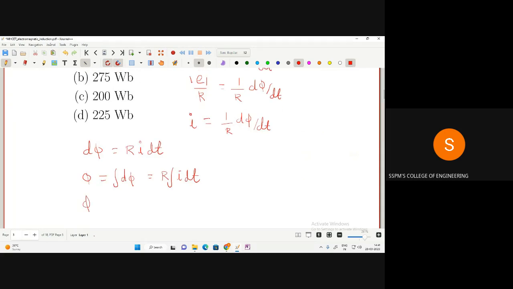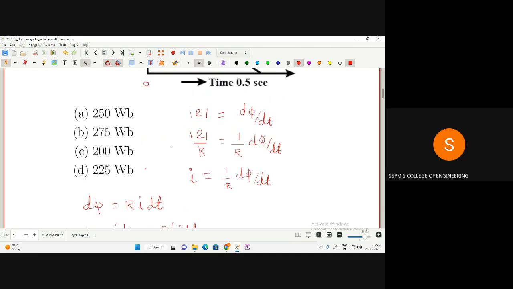The change of flux is equal to R, which is given as 100, multiplied by 2.5, and 100 into 2.5 gives 250 Weber. So what is the correct answer? The correct answer is 250 Weber.